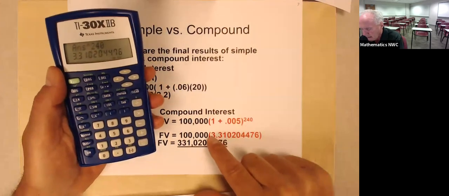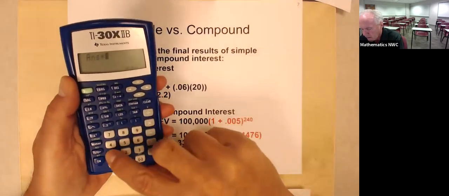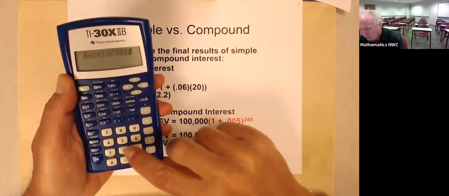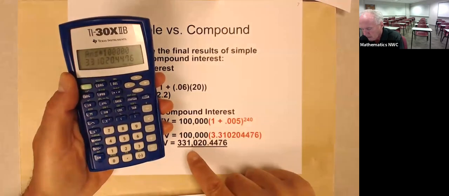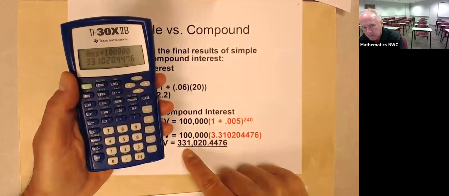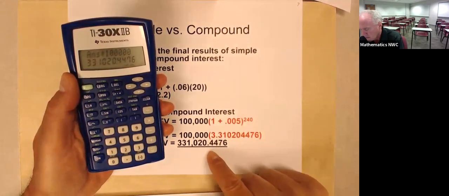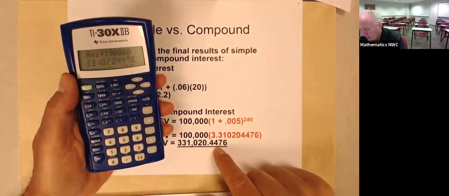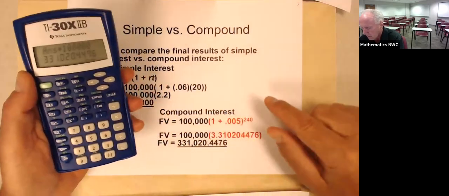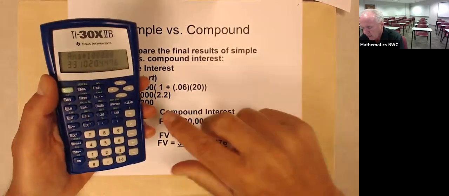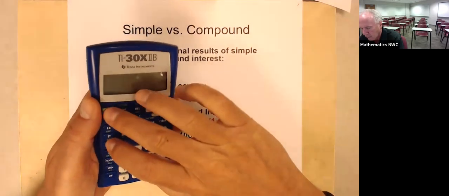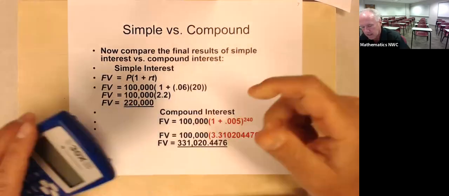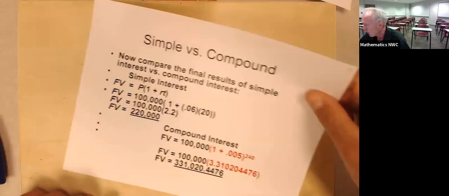Then I would take that times 100,000, and that's where I get this $331,020. I would have rounded it off to 45 cents at the end. But again, make sure you can do that calculation on your calculator. Practice it many, many times and it becomes automatic for you.